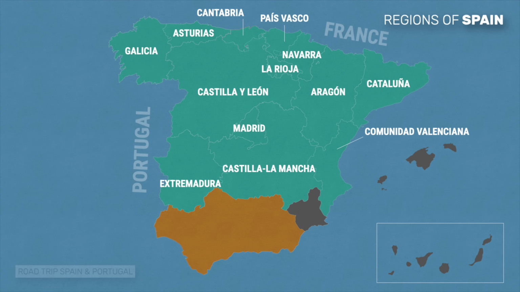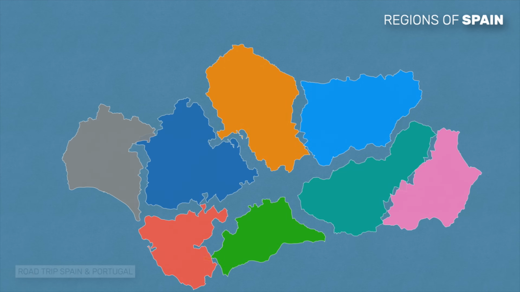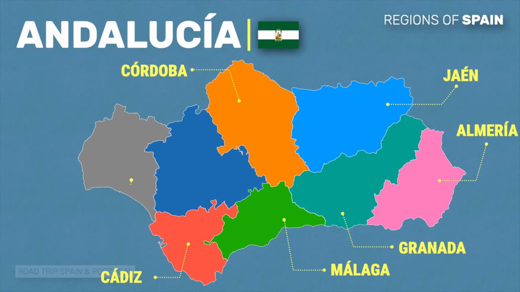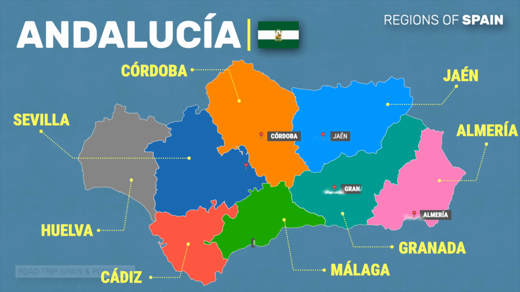Andalusia occupies almost the entire southern part of Spain. The community is divided into 8 provinces: Córdoba, Jaén, Almería, Granada, Málaga, Cádiz, Huelva, and Seville. The capitals of each province have the same name as the province, and the capital of Andalusia is Seville. What can we say about Andalusia?